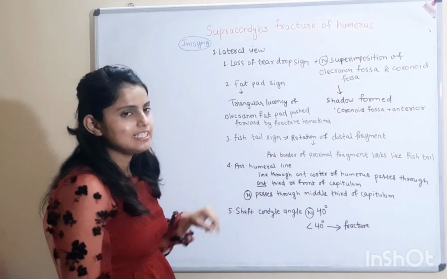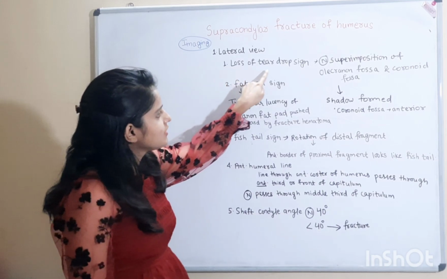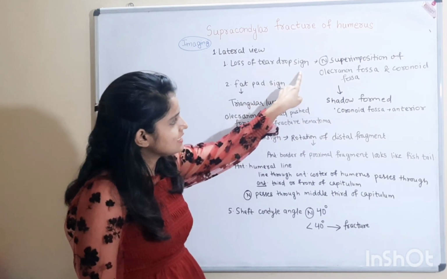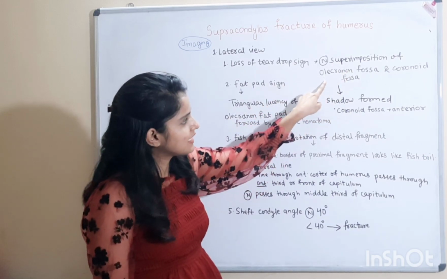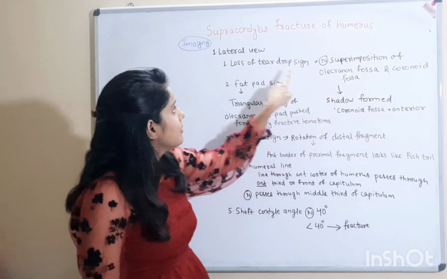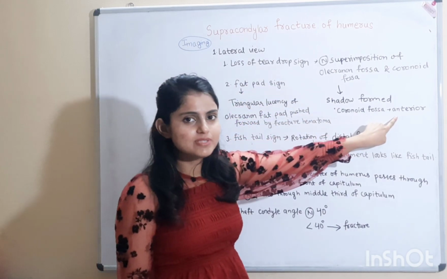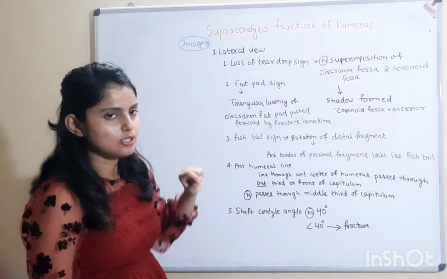Talking about imaging, in lateral view, there will be loss of teardrop sign. Normally teardrop sign is seen in lateral view due to superimposition of olecranon fossa and the coronoid fossa. But in supracondylar fracture of the humerus, the shadow is distorted and the coronoid fossa comes anteriorly. So there is loss of teardrop sign.